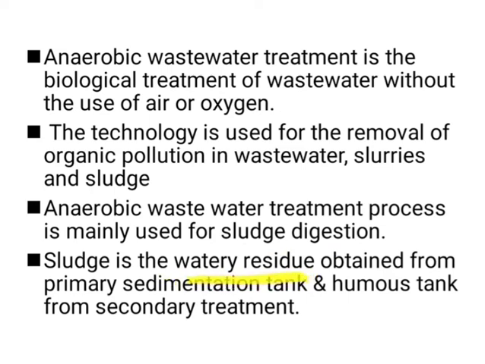Sludge means what? It is a watery residue which is obtained from the primary sedimentation tank and the humus tank from secondary treatment. So, sludge is a watery residue which is obtained either from the primary sedimentation process or from the humus tank after secondary treatment.